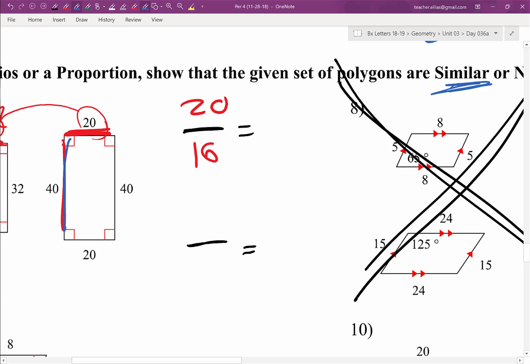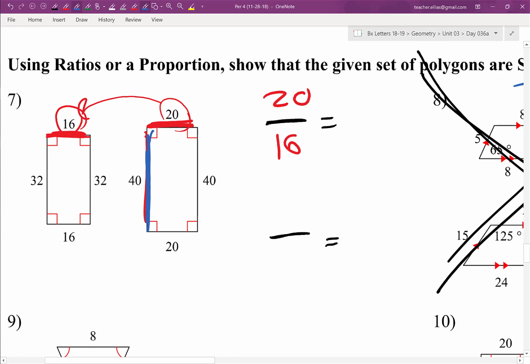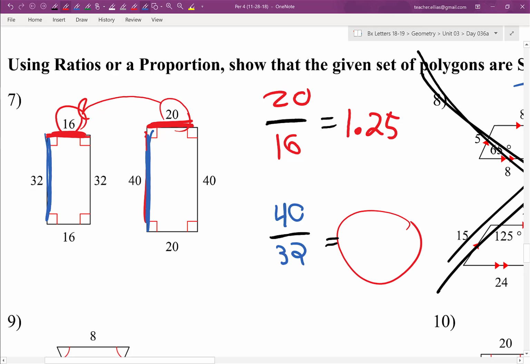Let me do it in blue. Something from the big divided by the corresponding side in the other shape. Can you type those into the calculator? What's 20 divided by 16? 1.25. And now, before you even type in the blue, if they're similar, if we get 1.25, what does that mean about the shapes? If we get something else, that's not similar. Good. They are similar. Show me. So this is 1.25.